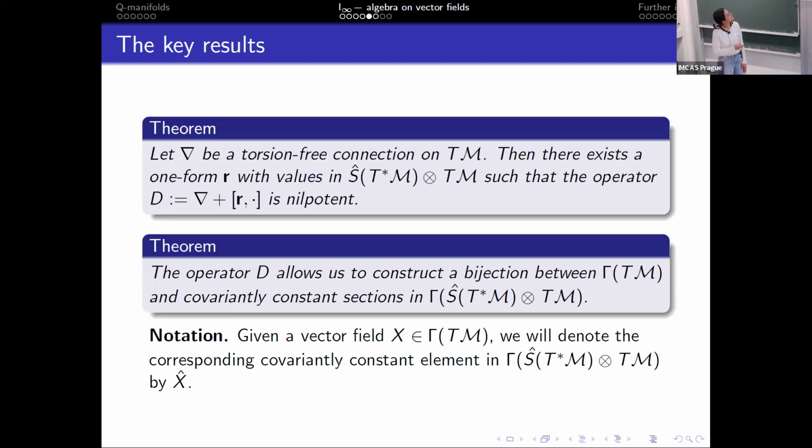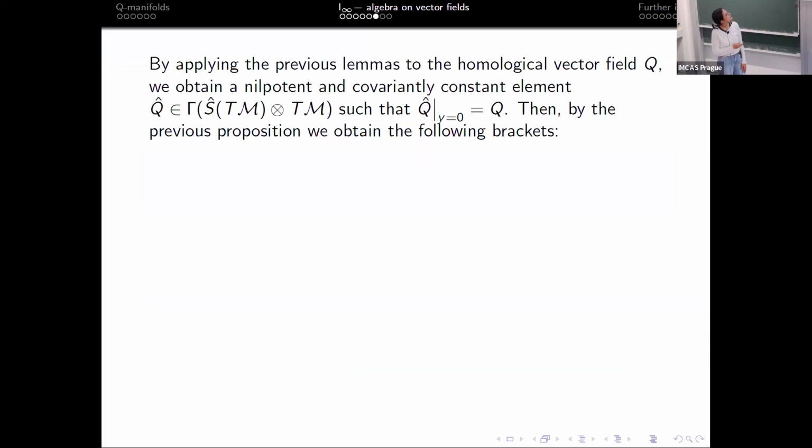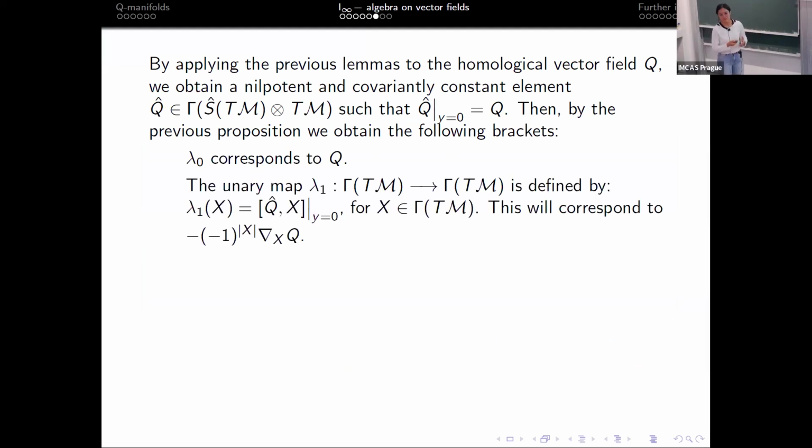Okay. Continue here. So now we apply this lifting, this correspondence, to the homological vector field Q. So we will obtain an object in the sections of this bundle, which corresponds to Q. And now we can apply the derived brackets by Voronov. So now we are in the conditions of the proposition. In this case, I checked in my thesis the Jacobi identities for the brackets, and I didn't obtain that the square of lambda 1 was 0.